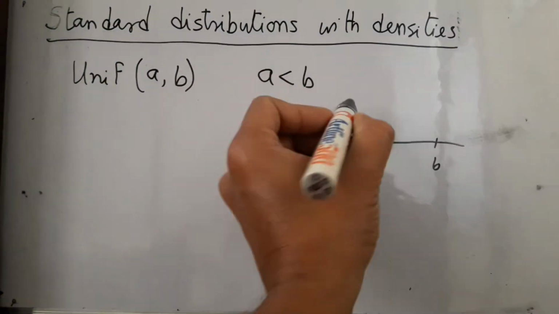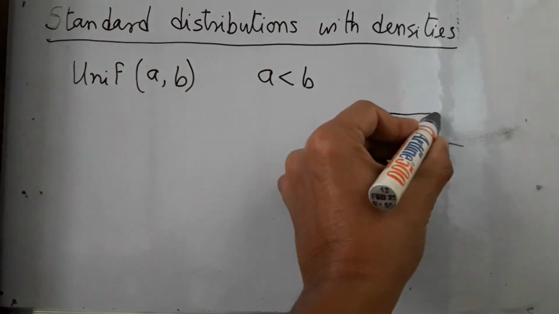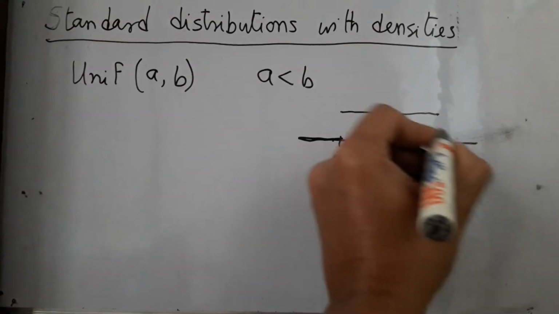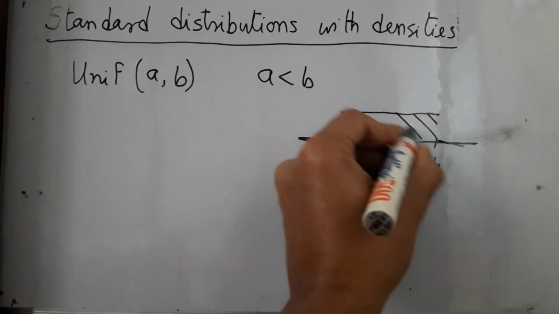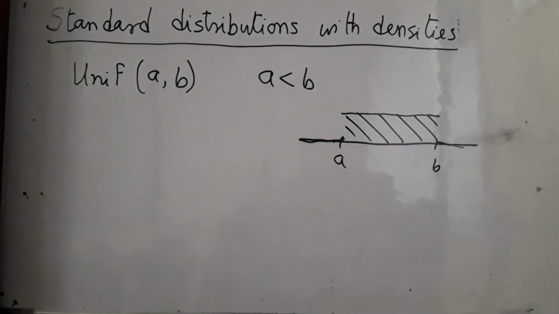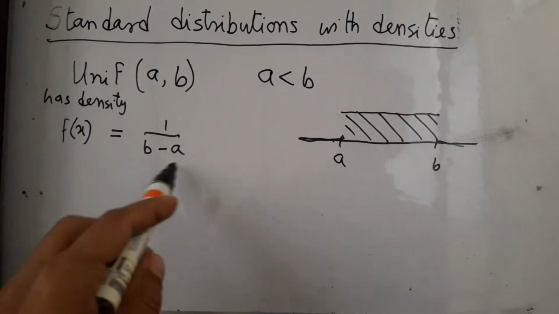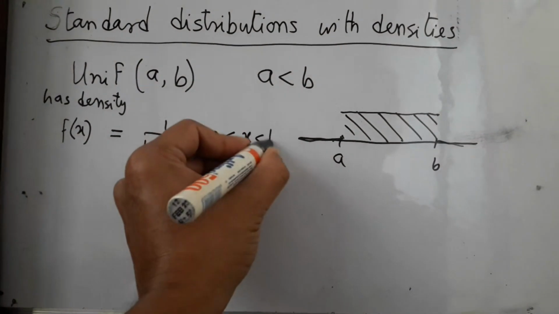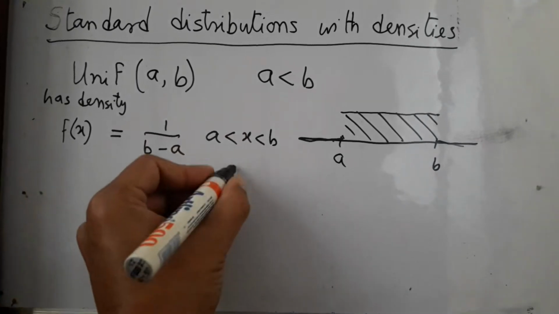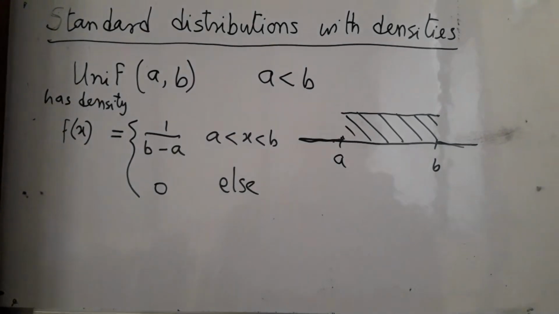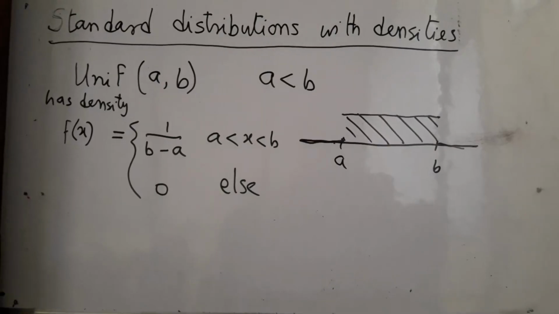The density, because it's uniform, has to be flat, a constant, and 0 outside. And in order for this total area to be 1, this height has to be 1 upon b minus a. This is when x lies between a and b and 0 else. We have already seen this distribution a number of times. Now its CDF is also very simple.